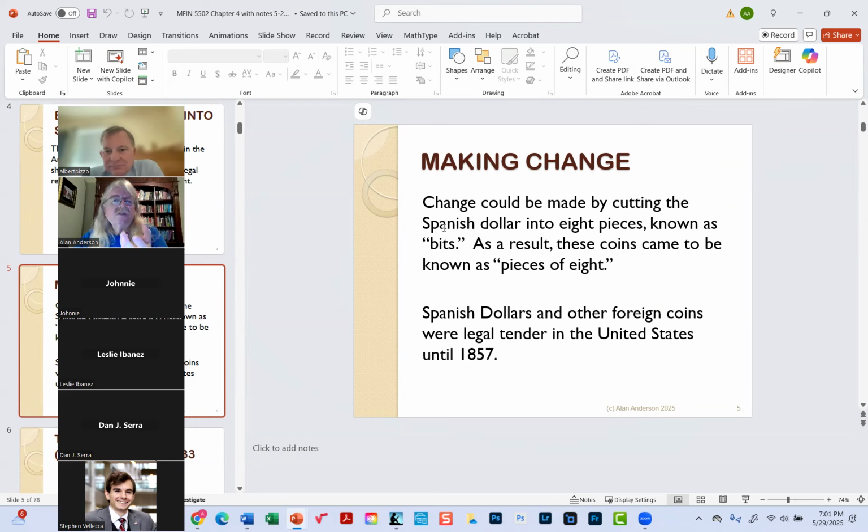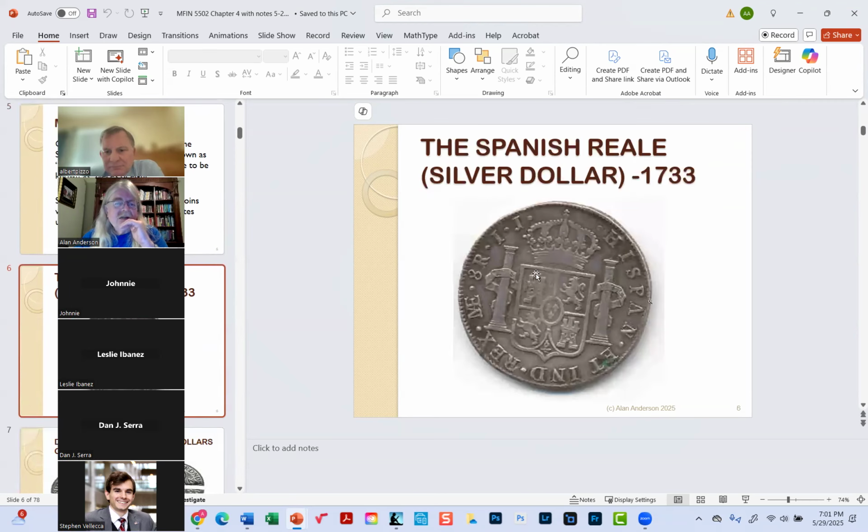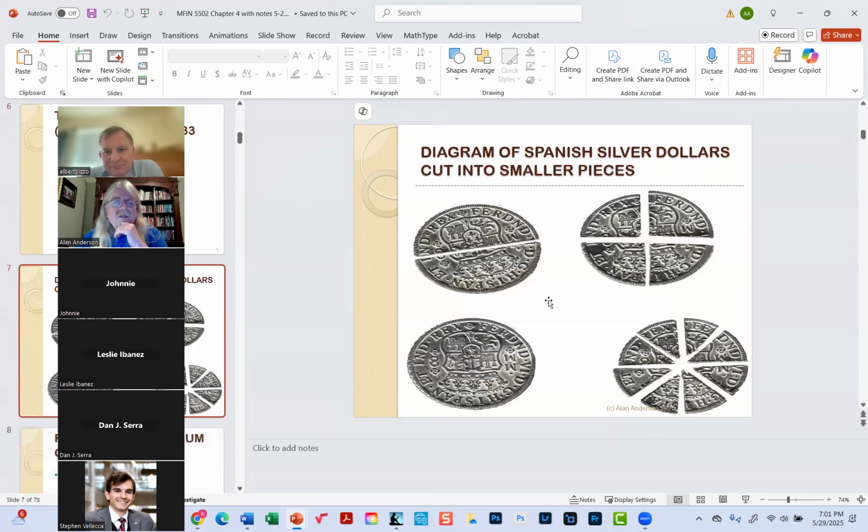And by the way, these are the coins that were known as pieces of 8 because the Spanish real or silver dollar could be cut up to make change into 8 separate slices. This is how change had to be made during those early days because there were no other coins available. So literally they could be cut up into pieces of 8 like this.